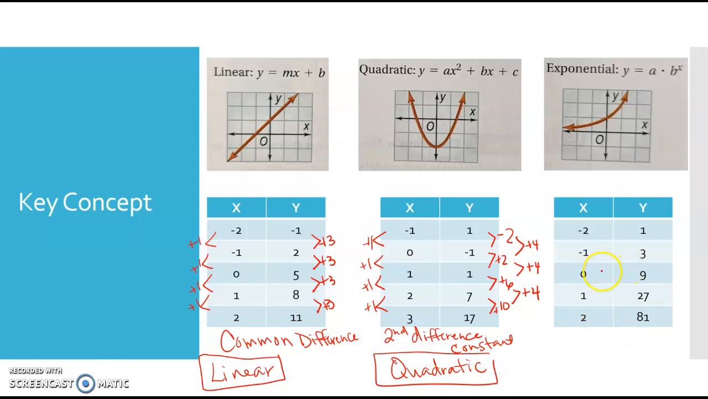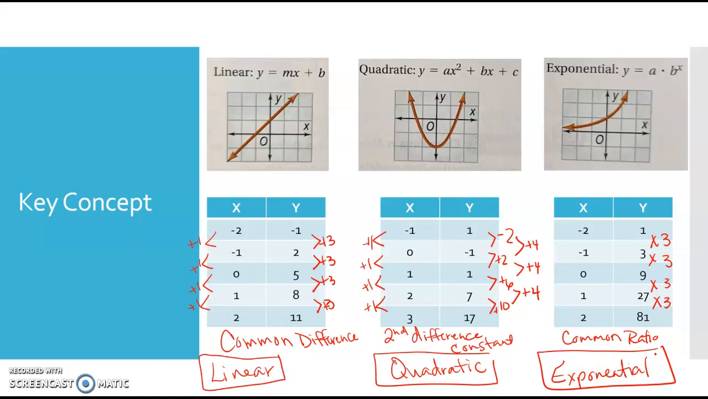And then what we will notice with exponentials is we're looking for a common ratio. And remember, a ratio is, in this case, going to be multiplying. What are we multiplying by? So here, 3 to 1, we multiplied by 3. If I take 9 divided by 3, I multiplied it by 3. So each of these are being multiplied by 3. And that's what makes it an exponential, that we have that common ratio. We're multiplying, not adding.